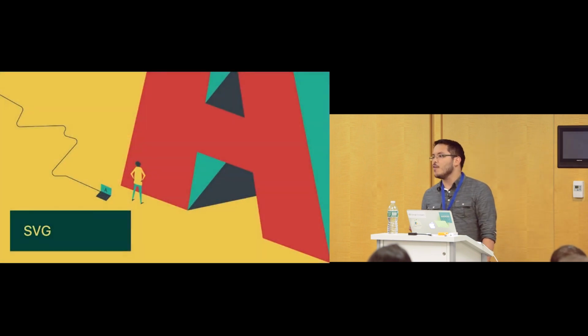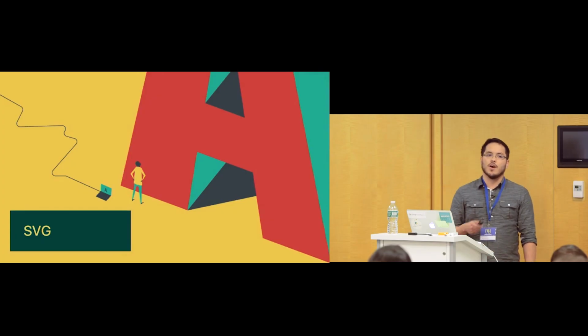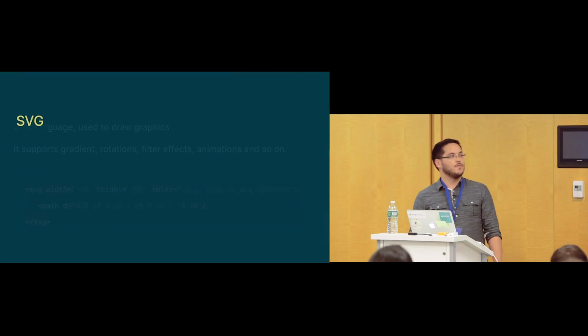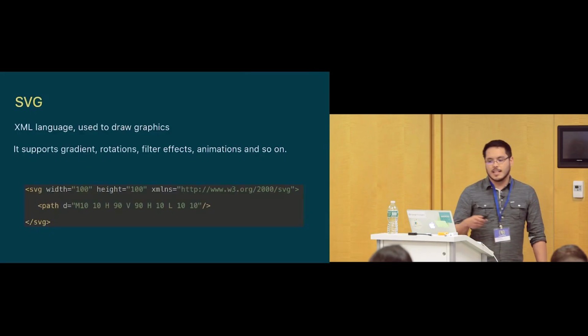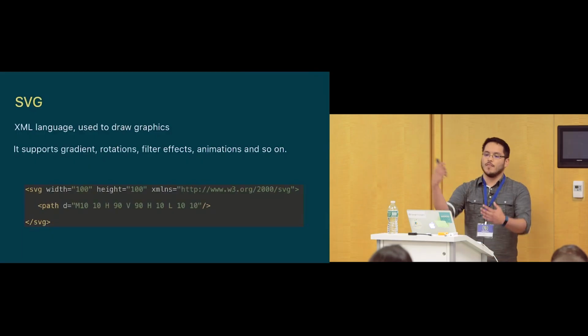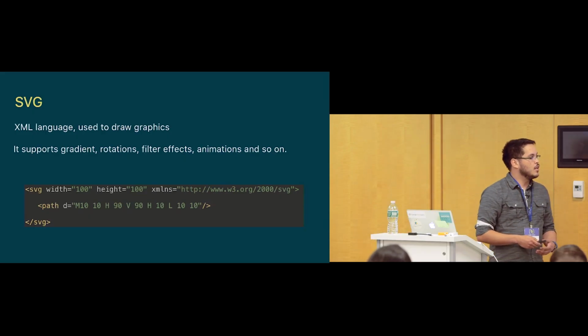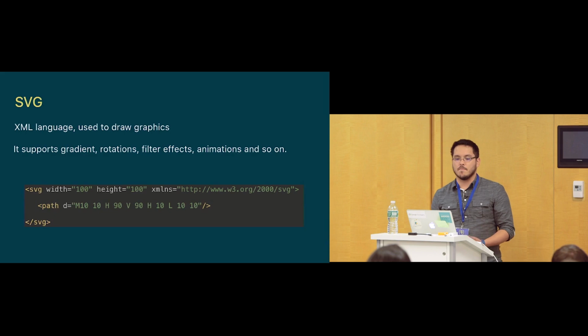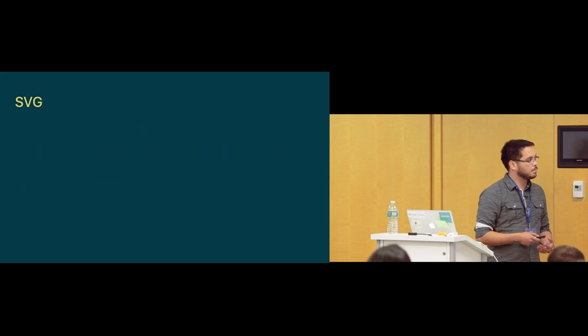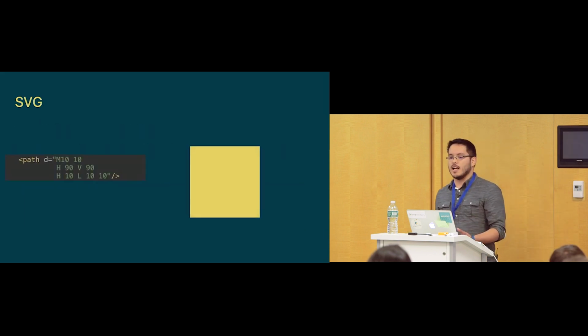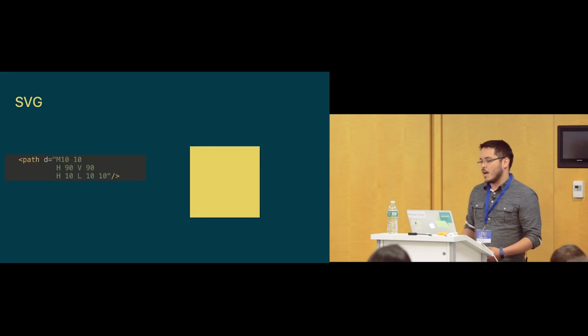Before we get to vector drawables, though, I want to do a little bit of a talk about SVG and what it is for and how it works. It's an XML language used to draw graphics. It supports gradients, rotations, filter effects, animation, and so on. And that's an example of a very, very simple SVG. If we pay attention to the path on this SVG, we can see that it actually draws a square.